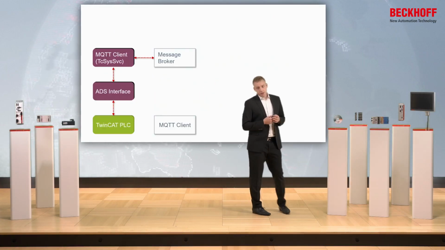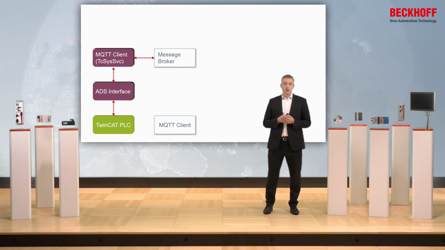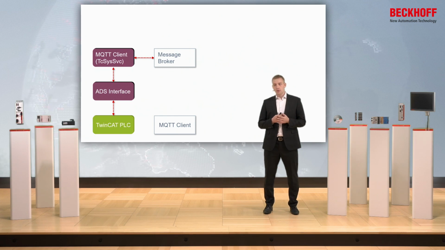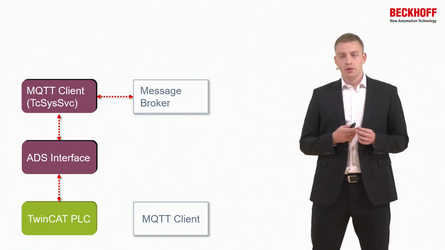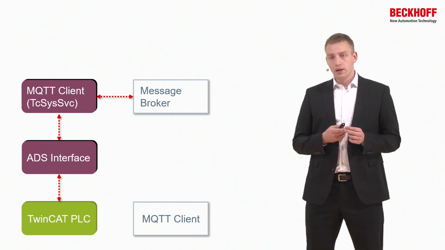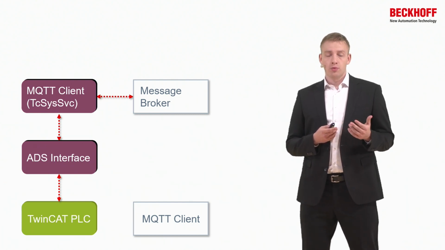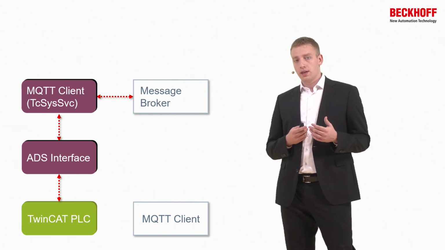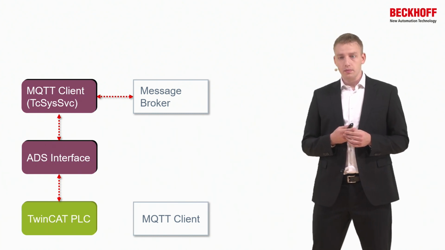In addition to the possibility to communicate via ADS, we have also the possibility to communicate via MQTT. The TwinCAT system service integrates an MQTT client. The MQTT client then communicates internally with the ADS interface of the TwinCAT JSON Data Interface.